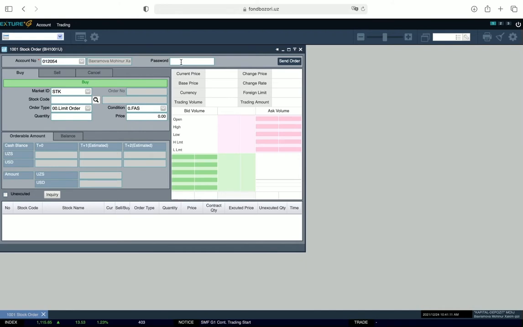Now you should enter the internal password. These are the last 4 digits of your passport number. And you will see how much money you have in your balance. For example, I want to buy stocks of Bank.